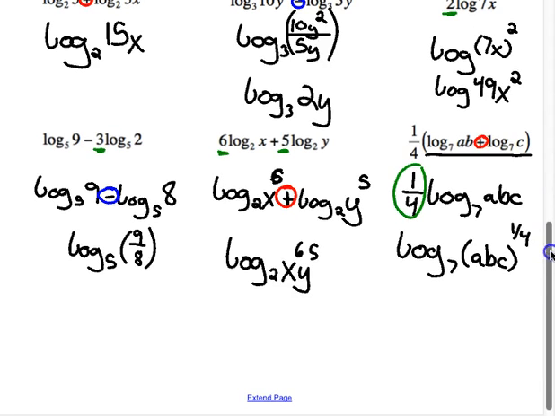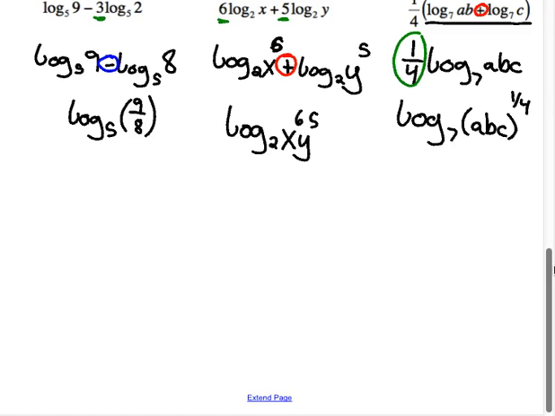Or another way you could write it, okay, if you think it's a little bit cleaner, is remember the 1/4 power is the same as the 4th root. So either one of those would be perfectly acceptable answers. You can either write it as a power or as a root when you're dealing with fractional ones. Okay, so that's the basis of all of these properties here.